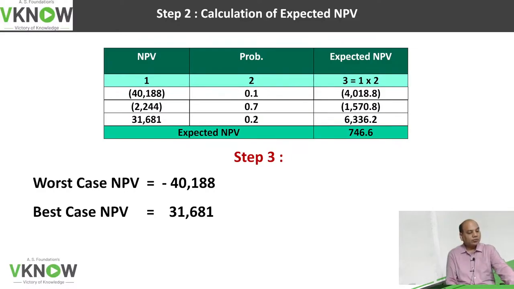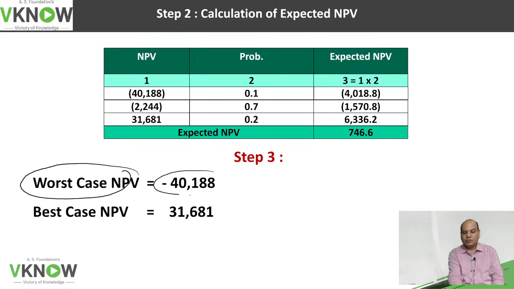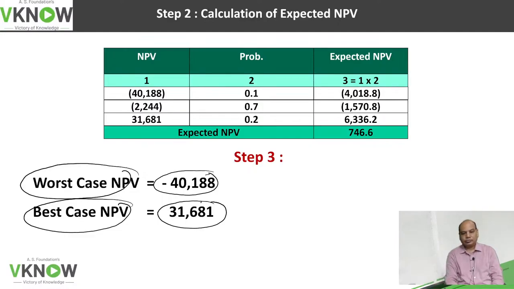Write down step number 3. The question is, what is the worst NPV and what is best NPV? Write down worst case NPV equal to minus 40188. Best case NPV equal to, which is the highest one, 31681. So in the worst scenario you can get this NPV, in the best scenario you can get this NPV. The lowest one is the worst case NPV out of the three and the highest one is best case.